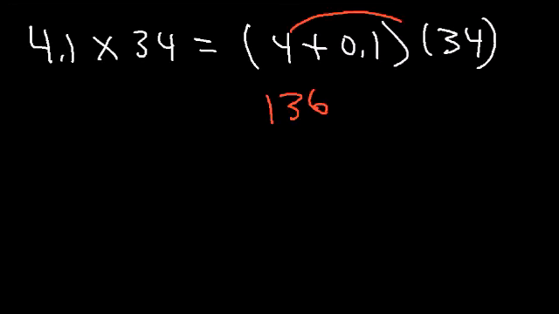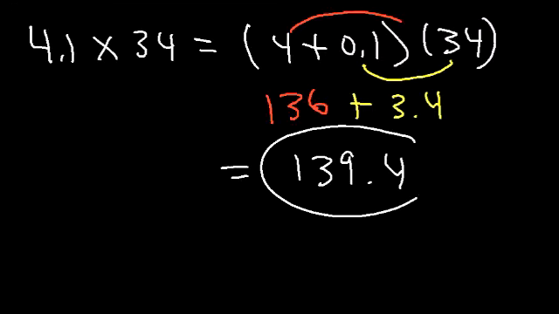And when we multiply 0.1 times 34, that's going to be 3.4. You simply move the decimal 1 unit to the left. And 136 plus 3.4, that's 139.4.